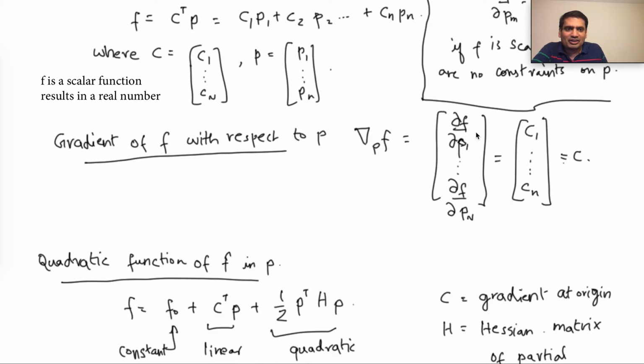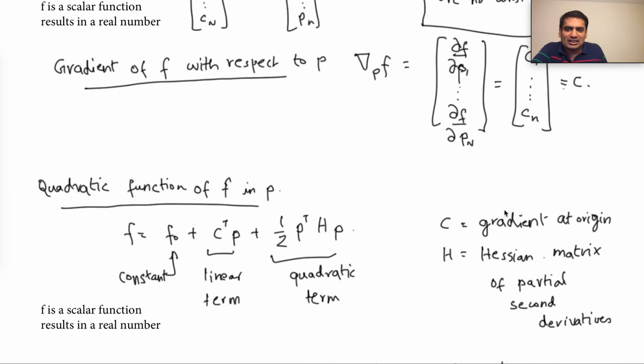Okay, so that's for a linear function. The gradient is just the coefficients. If you have a quadratic function f in P, you can write that function in the following form: f equals some constant, f naught, and then some term that is linear in P, and then some term that is quadratic in P. The quadratic term is half P transpose HP.